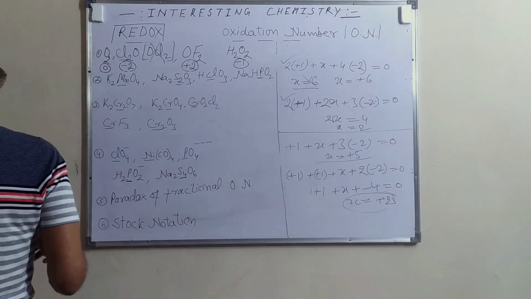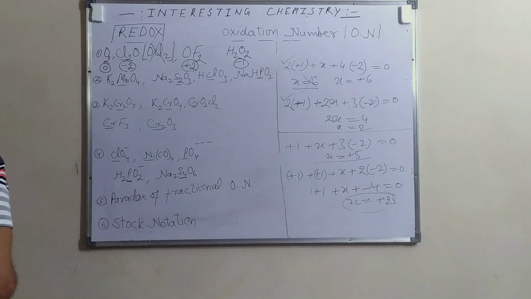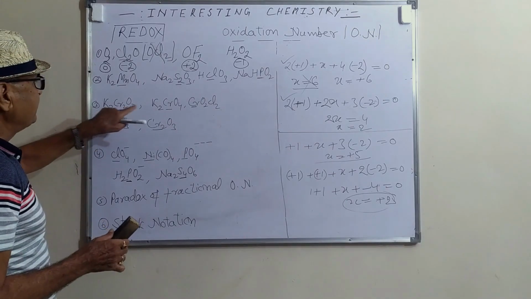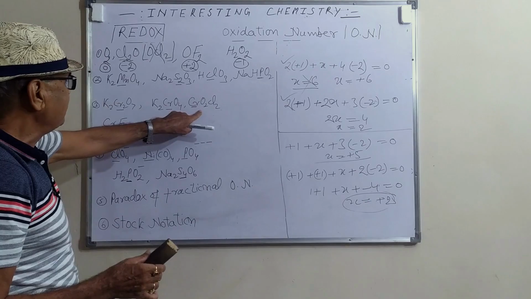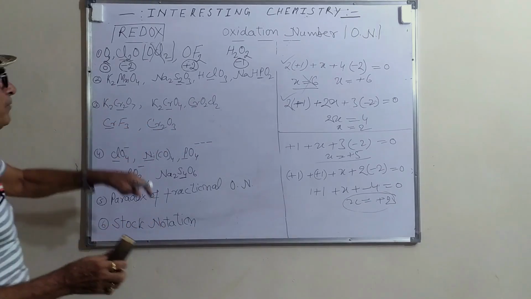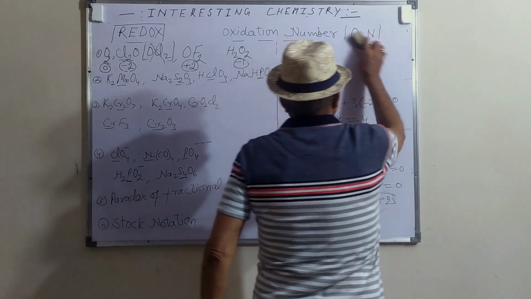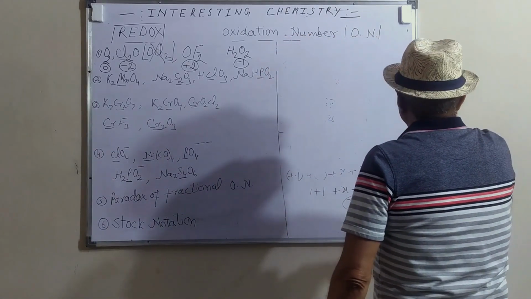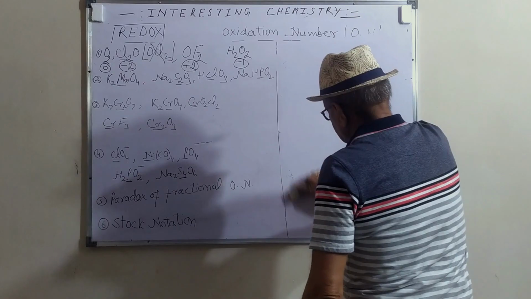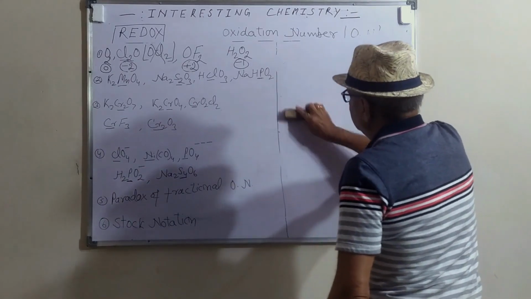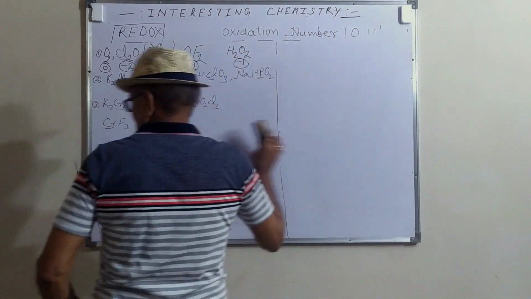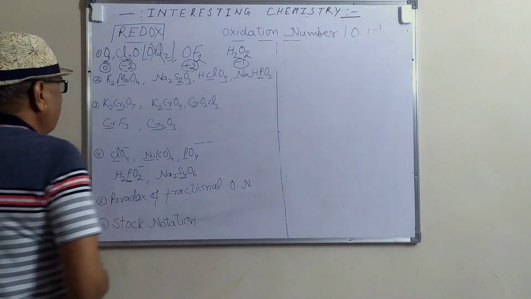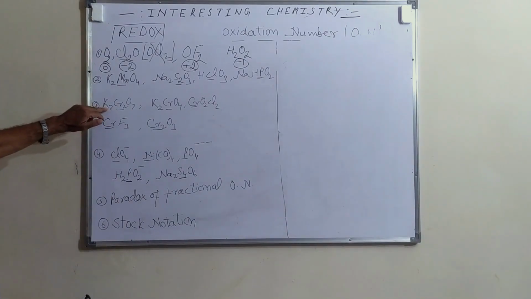Now come to the third question. K2Cr2O7, K2CrO4 and CrO2Cl2. There are 5 compounds, and you have to calculate the oxidation number of chromium. I have selected 5 compounds.